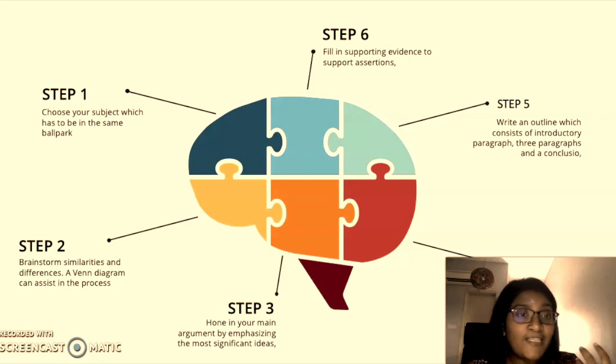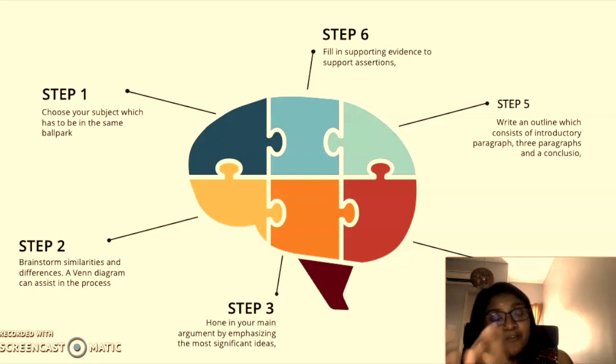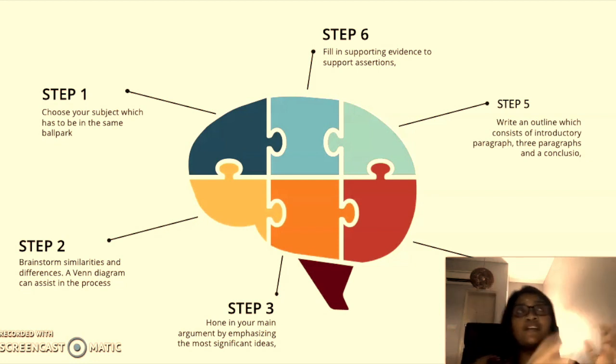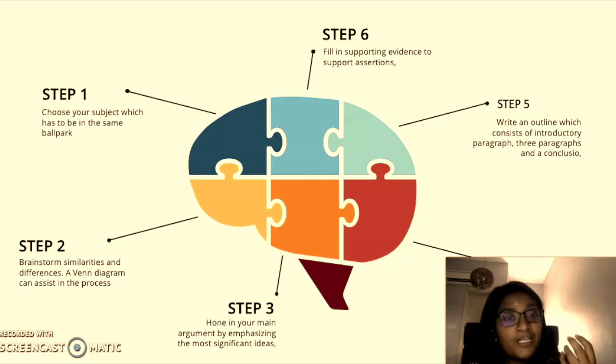Second step, you try to brainstorm or lay out the similarities and differences these subjects have. Usually for this step, a Venn diagram will be very useful. I'm sure that you know what a Venn diagram is, but in case you have forgotten, it is the overlapping circles, where one part covers the ideas of one subject, the other part covers the ideas of the other subject, and the overlapping part covers the similarities of the subjects. That would be your second step.